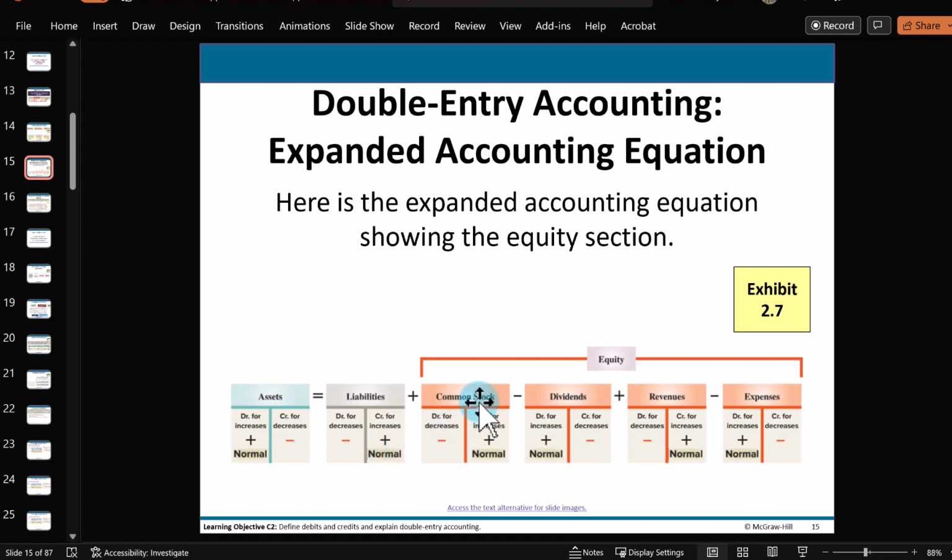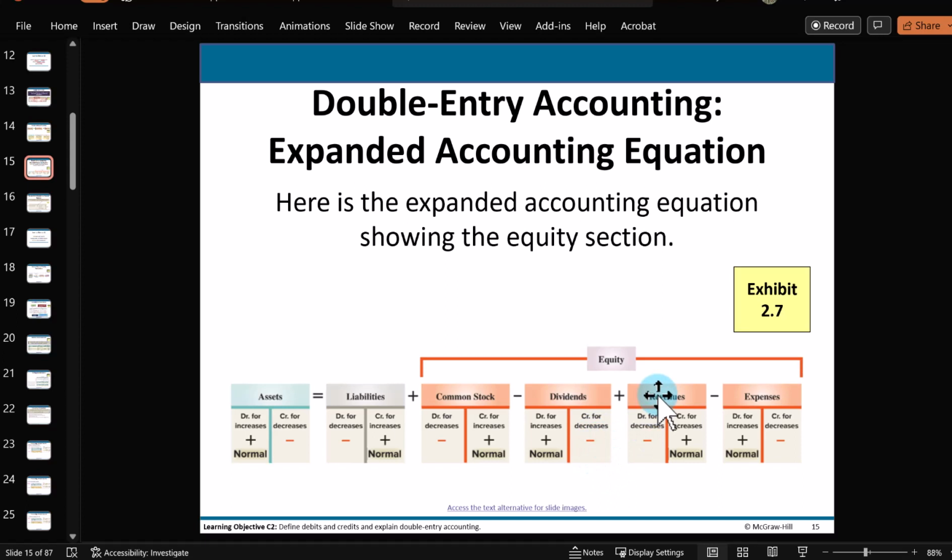Common stock, also here on the right side of the equal sign, follows the same increasing credit or decreasing debit rule. But notice here when you subtract out the dividend account, debit is still left and credit is still right. But because of this minus, the increase and decrease rule is the opposite. To increase a dividend, you debit the dividend account. To reduce that dividend account, you would put the decreasing amount here in the credit column.